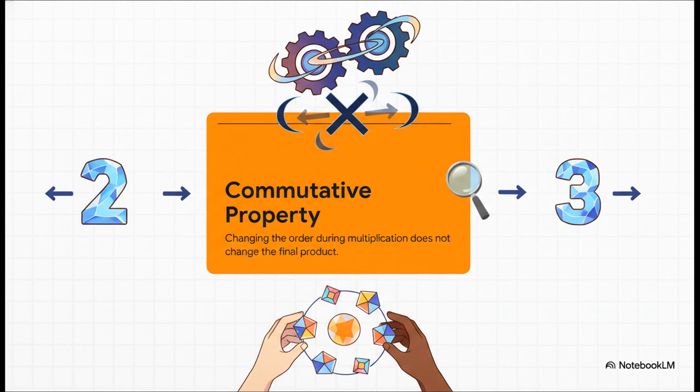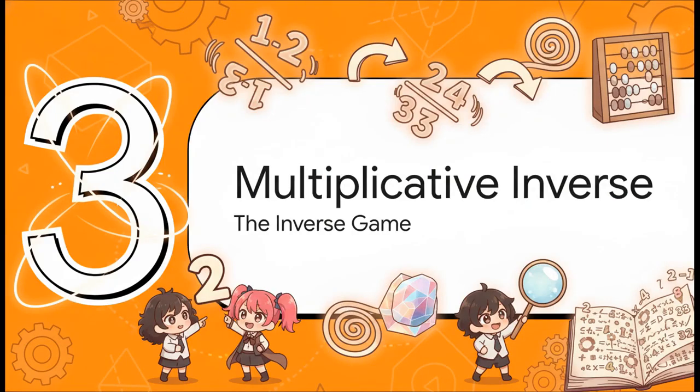The commutative property tells us that changing the order, or commuting the positions of the rational numbers during multiplication doesn't change the final product at all. Just like 2 times 3 is the exact same as 3 times 2. In this specific scenario, the order simply does not matter. Mystery number 2 officially solved. Let's keep the momentum going.